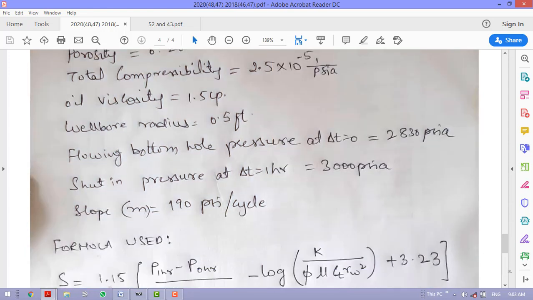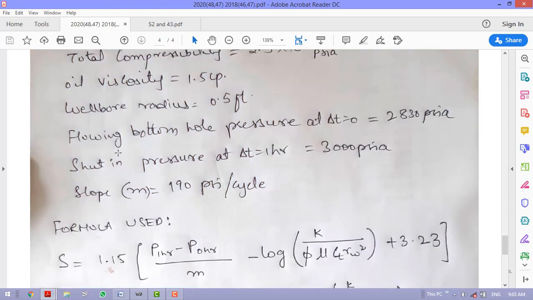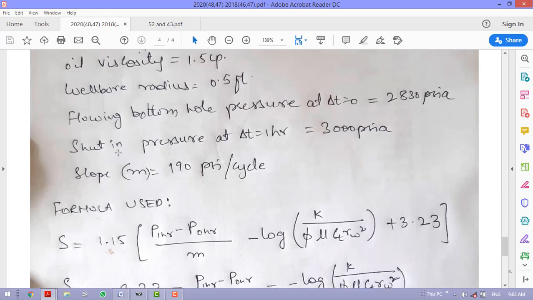The formula we are going to use in this question is S equal to 1.15 times [(P at 1 hr minus P at 0 hr) divided by m minus log of (k divided by (porosity × viscosity × total compressibility × wellbore radius squared)) plus 3.23]. Here we have to find the permeability, so I am simplifying this equation in terms of k.